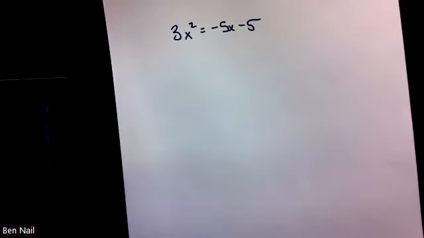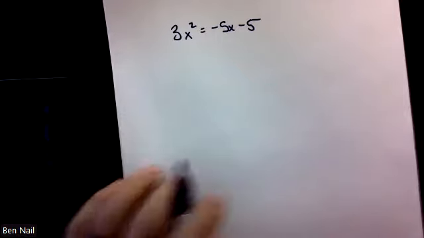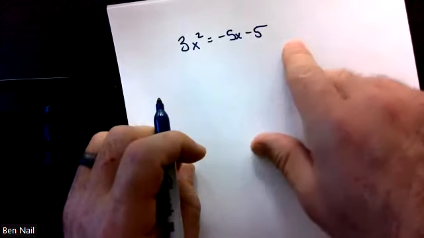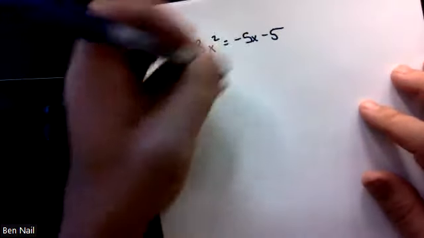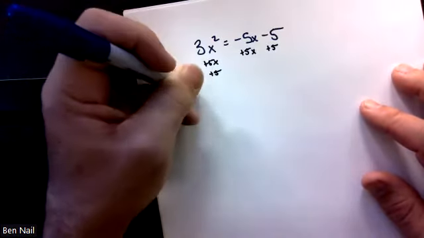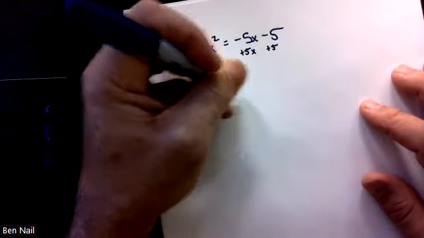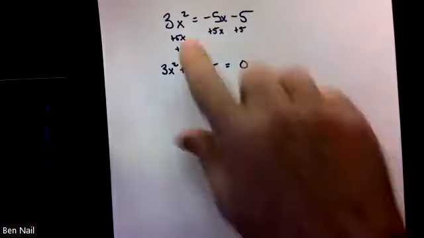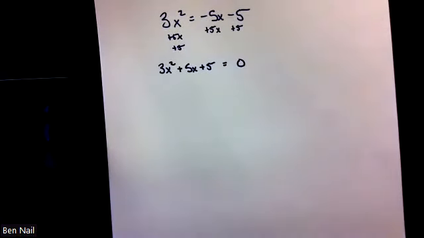For example, if they want us to solve 3x squared equals negative 5x minus 5. In order to solve, remember, we do have to get this into the correct form. We need ax squared plus bx plus c equals 0. So we've got to get all of these things on the same side. So if we add a 5x and if we add a 5, we get 3x squared plus 5x plus 5 equals 0. So if it's not in the correct form to start with, we got to get it there.